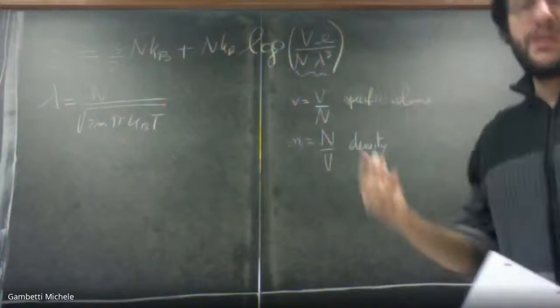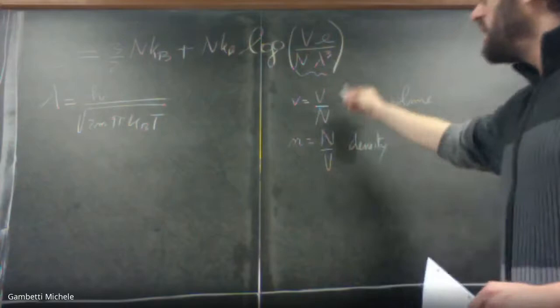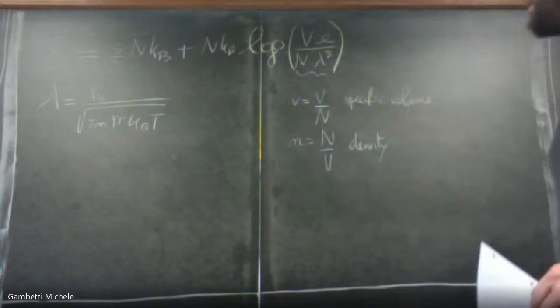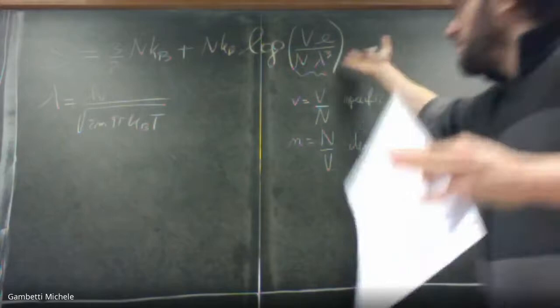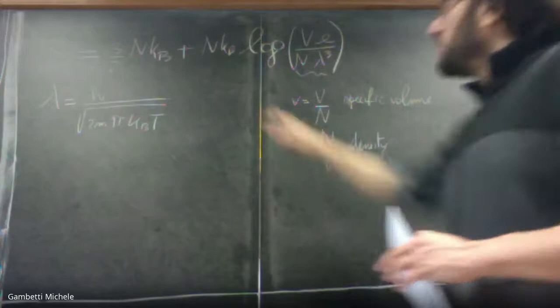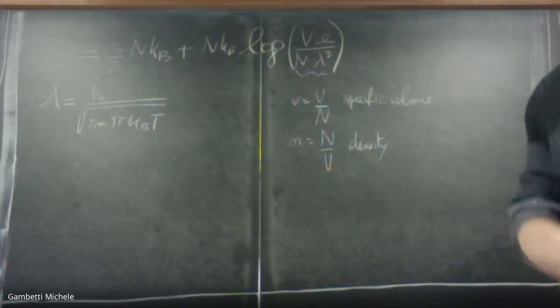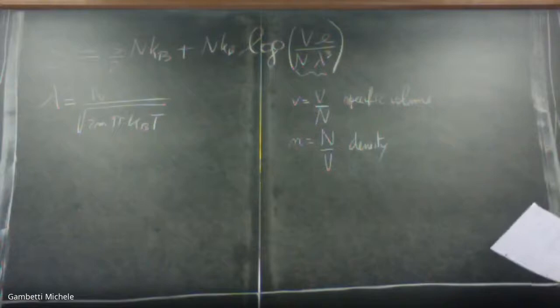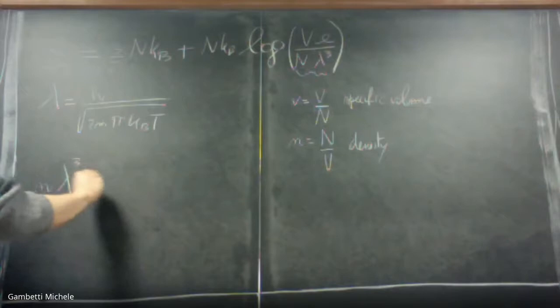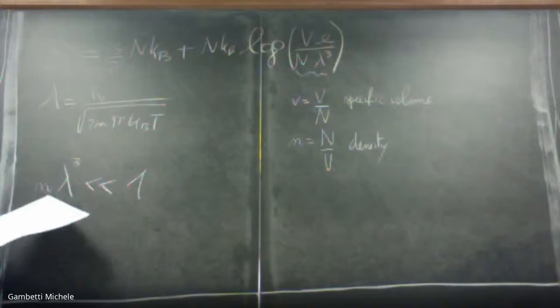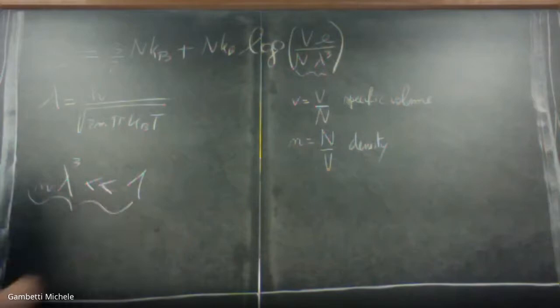In some respect, one specific volume is the volume available classically for a single particle, and the other one is a measure of how large the wavelength of the particle is. So clearly this approximation, this formula, which has been derived, as I said before, in classical mechanics, must be correct when the product of the density of particles times the thermal wavelength to the power of 3 is much smaller than 1. And this is obtained. So why am I saying that?